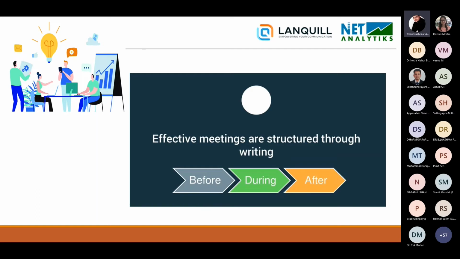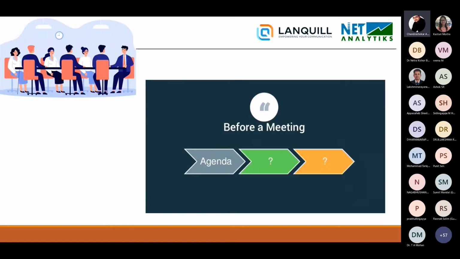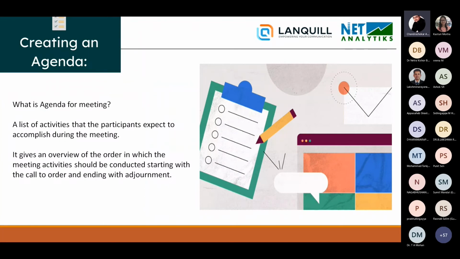Generally, before the meeting, what we write is nothing but an agenda. A good agenda also has a list of activities that participants are expected to accomplish during the meeting. That's nothing but the purpose of the meeting. The objective of the meeting is clearly written.